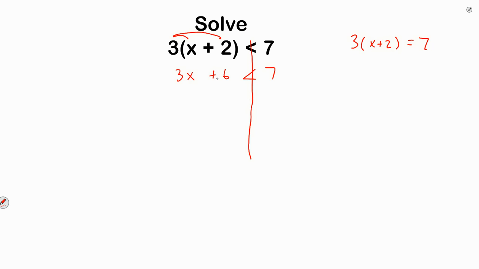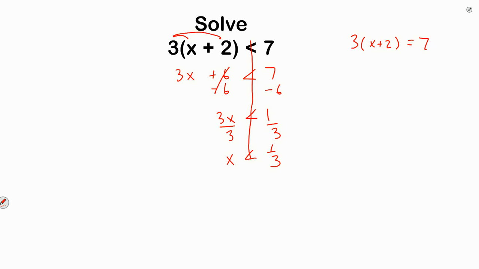Next, I need to undo this plus 6. I'm going to subtract 6 from both sides. So that cancels, and I have 3x is less than 1. And then I'm going to divide by 3. So I get x is less than 1/3.